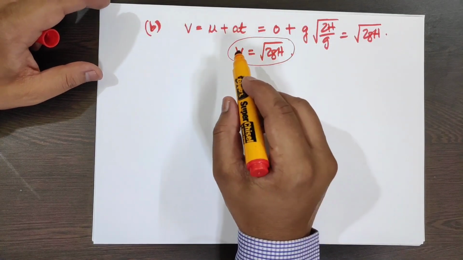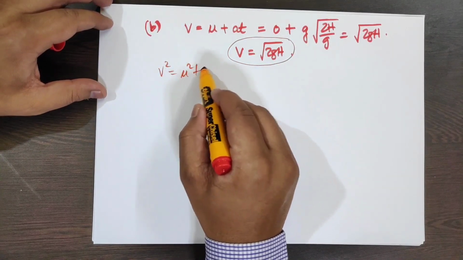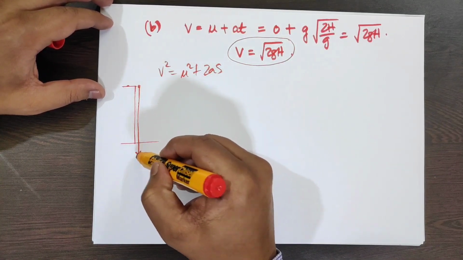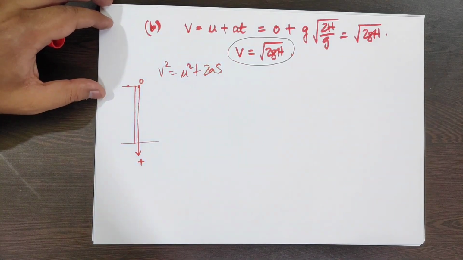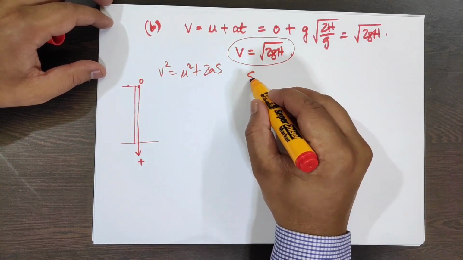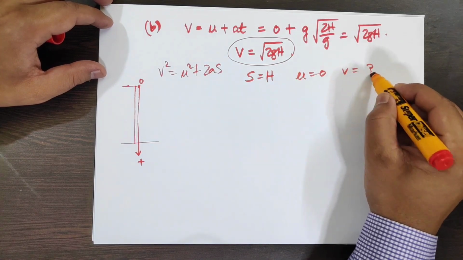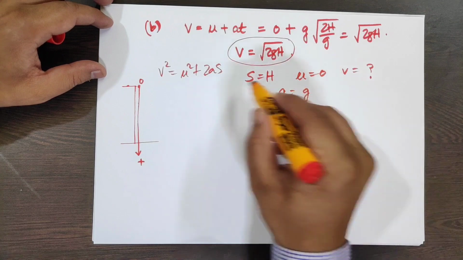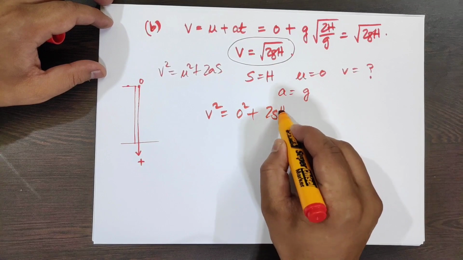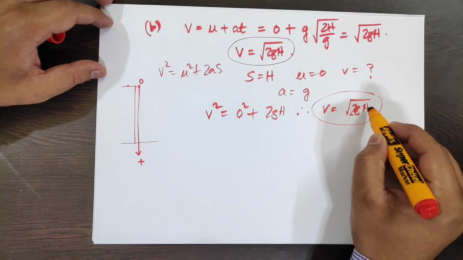And also you could have used the third equation, right? This v square equal to u square plus 2as, because from the starting point here it goes downward positive. This is the 0 of this coordinate system. So u, when it reaches ground, s is equal to h, u is equal to 0. Now v is the unknown, and a is equal to g. So here v square equal to 0 square plus 2gh, so you get v equal to root over 2gh. In either way you can solve it.